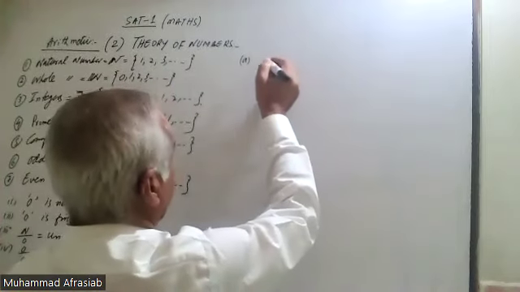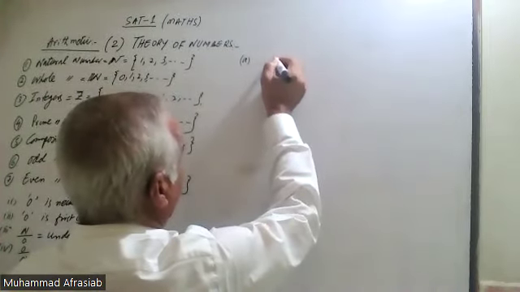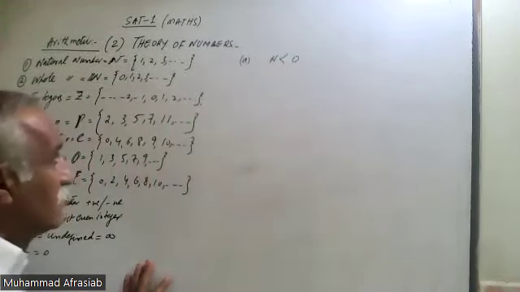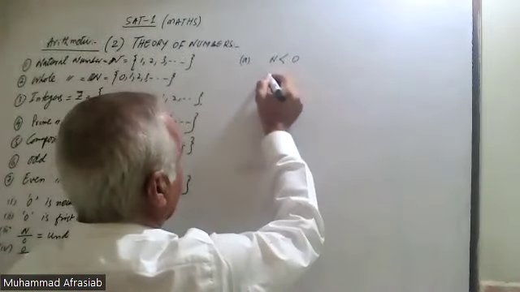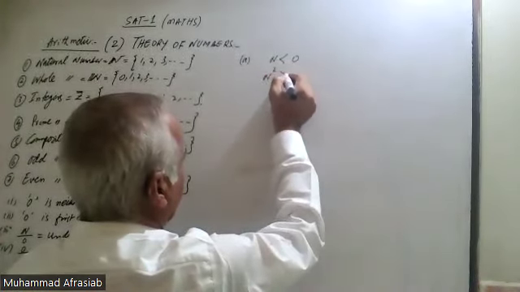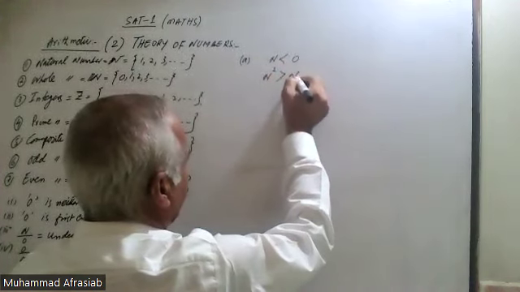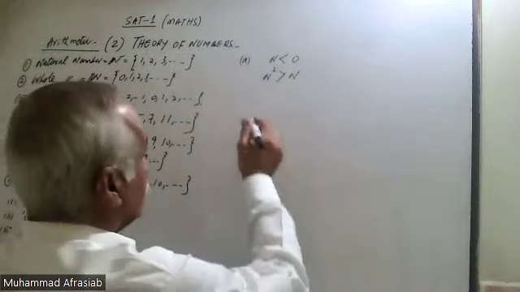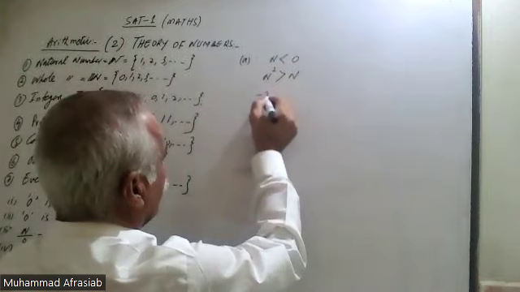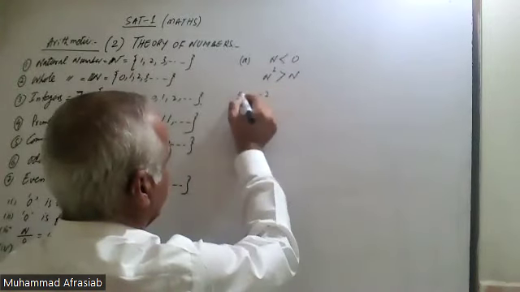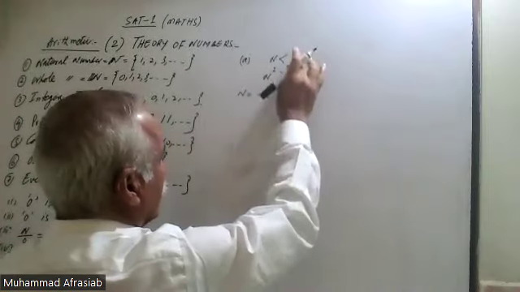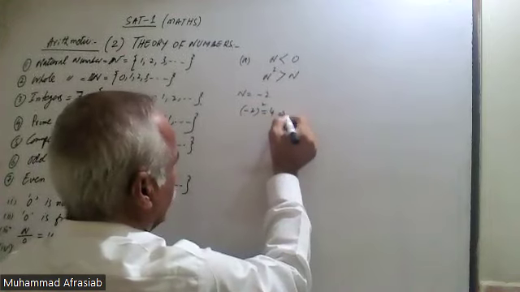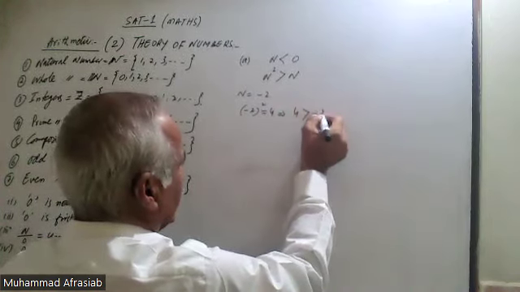Now for the numbers in square and cubes. If number n is less than 0, then n square is always greater than n value. Suppose minus 2 is a number which is equal to n, which is less than 0. So minus 2 square is equal to 4. So this means 4 is always greater than minus 2.